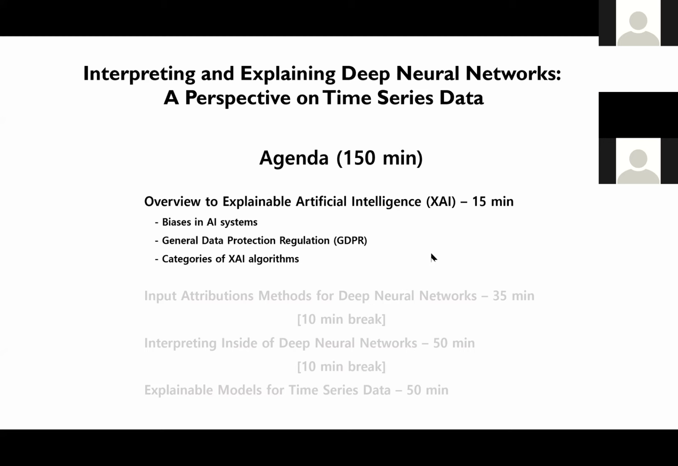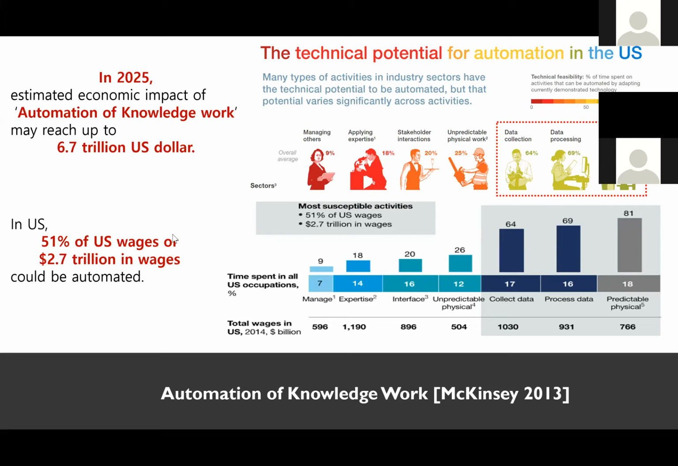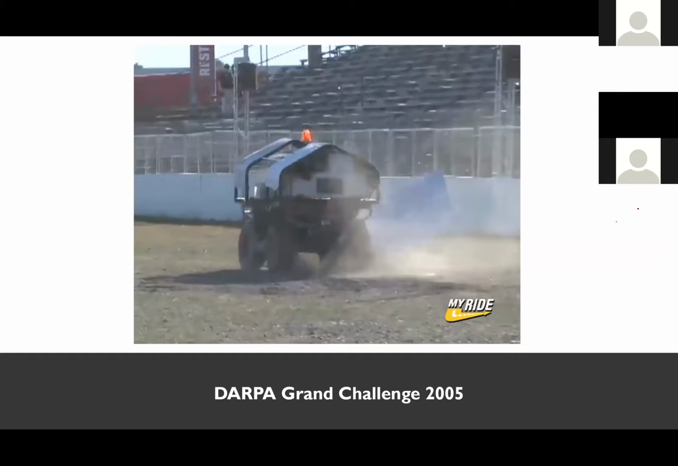So this is what people think about the contribution of AI, prepared by McKinsey. In 2025, the automation of knowledge work may reach up to $6.37 trillion. That accounts for 51% of US wages, or $2.7 trillion in wages. Currently, data collection, data processing and predictive physical work can be substituted by AI algorithms up to 64%, 69%, 81%, and so on. So let's see some examples.